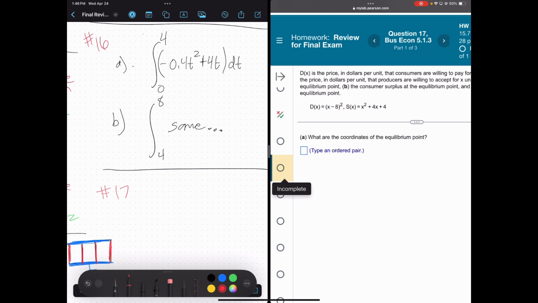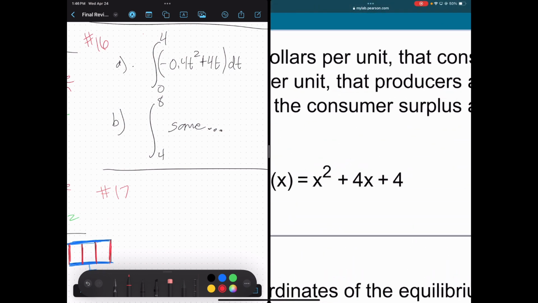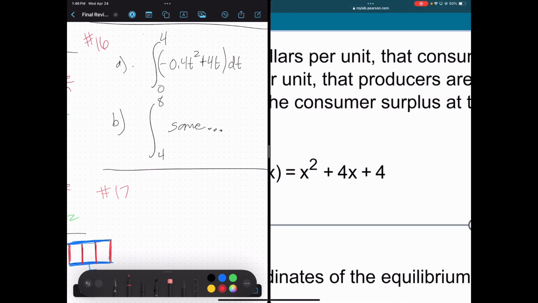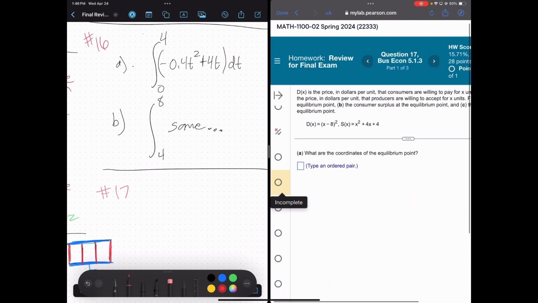What did we learn about in 5.1? You guys remember? Consumer surplus and producer surplus. And remember, 5.1 was the nice one where every single problem was the exact same, just different equations. Same thing here. Same exact type of problem. Find the equilibrium point, and then find your consumer surplus and your producer surplus.